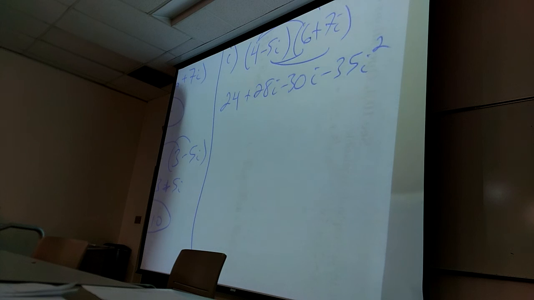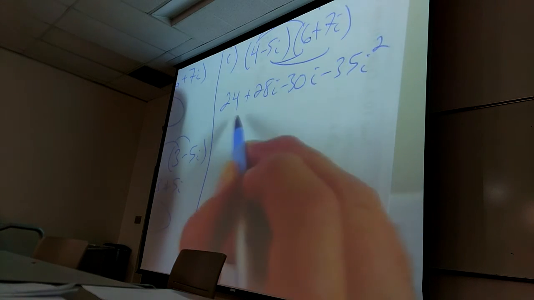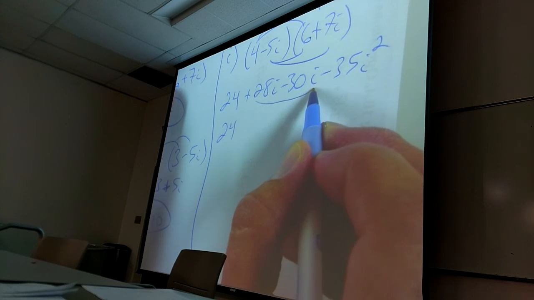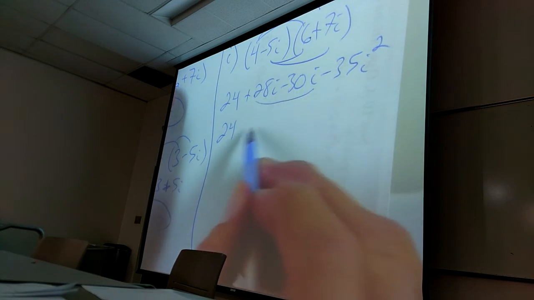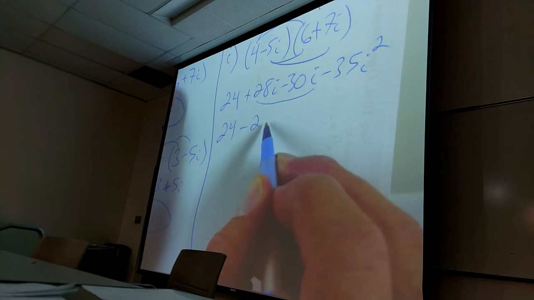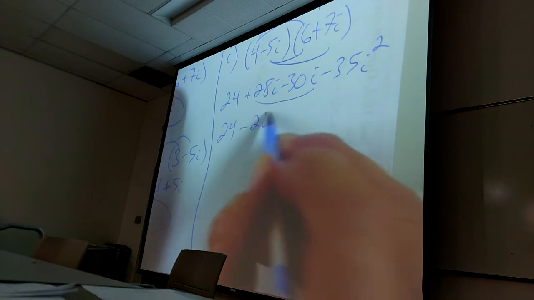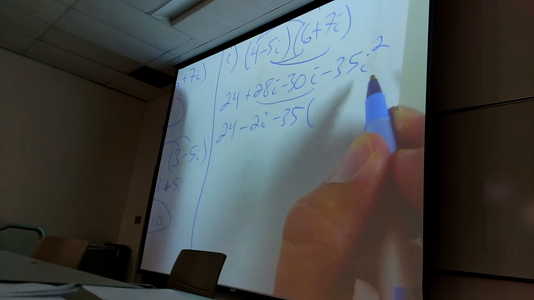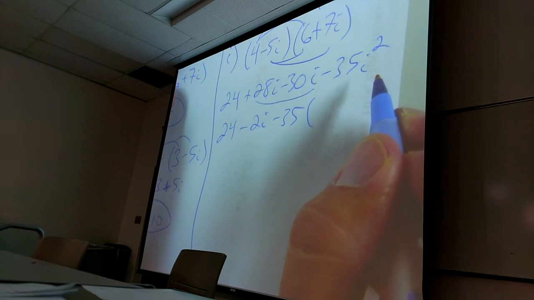Is that what you guys are getting? Now, normally I would then combine the middle terms, because that's where that would normally be. So 28 minus 30 is negative 2i. Now what is i squared though? What is i squared? Negative 1.